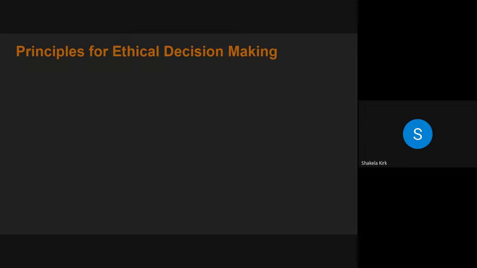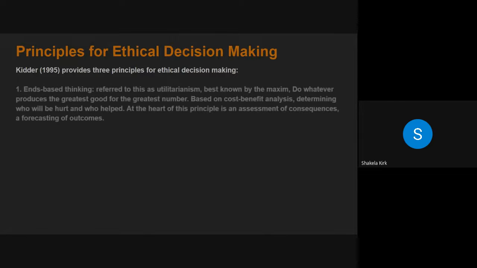Now we have principles for ethical decision making. Kidder, 1995 provides three principles for ethical decision making. One being ends based thinking. It is referred to as utilitarianism, best known by the maxim: do whatever produces the greatest good for the greatest number.